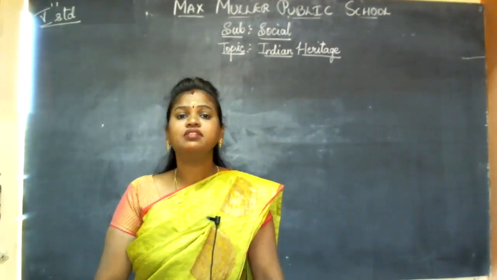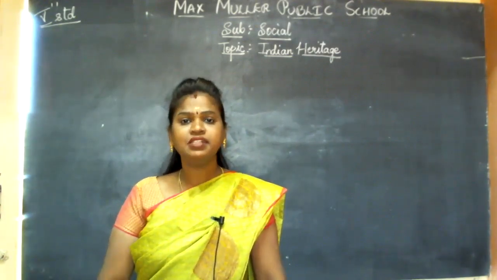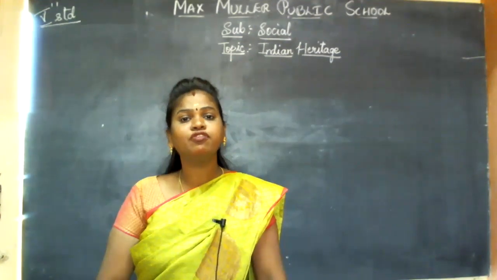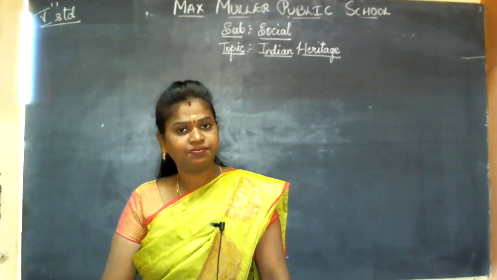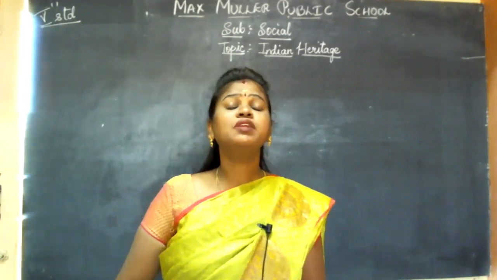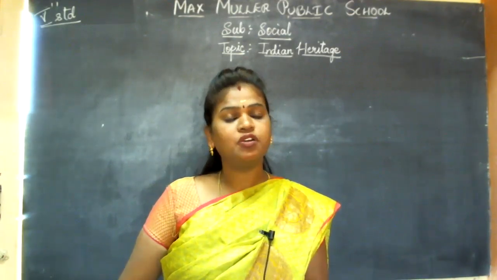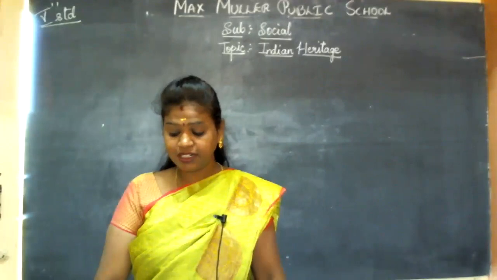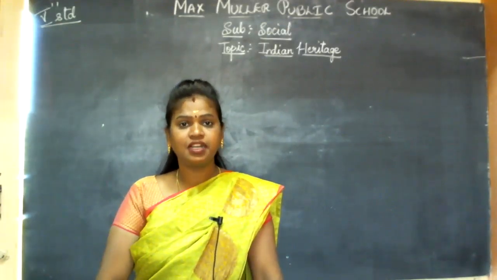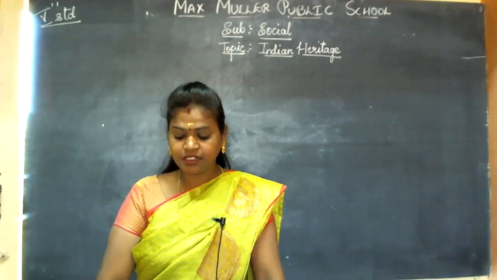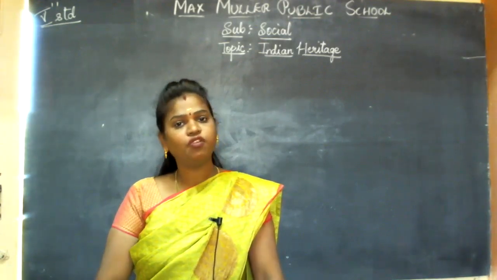Why did he build the Taj Mahal? Why did Shah Jahan build the Taj Mahal? Because he built this Taj Mahal in memory of his love for his wife Mumtaz Mahal. So here Mumtaz Mahal is the name of Shah Jahan's wife. And how many years did it take to complete? It took 22 years to complete the Taj Mahal. It was started in the year 1626 and it got over by 1648.